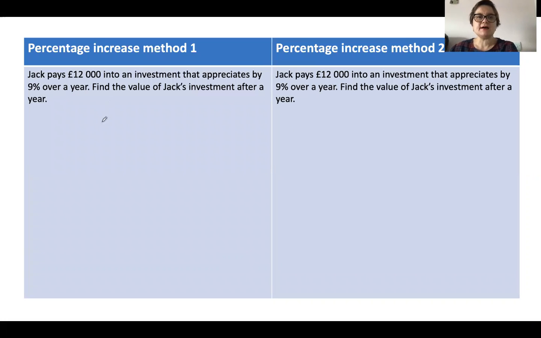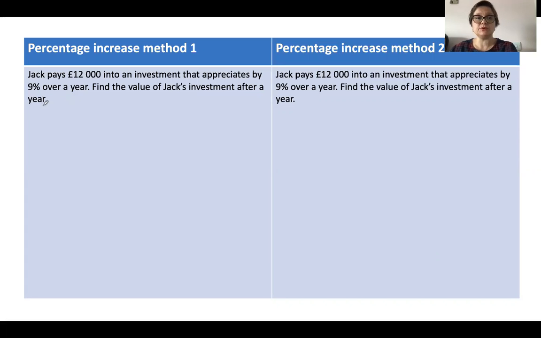Now, here I have the same problem, which I'm going to explain to you using the classical method that students usually use, and the same problem using the multiplier method. So you can compare and understand what the r is, why it is done 1 plus the r, and so on. So for the first one here, it says Jack pays £12,000 into an investment that appreciates by 9% over a year. Appreciates is the increase. Find the value of Jack's investment after a year.